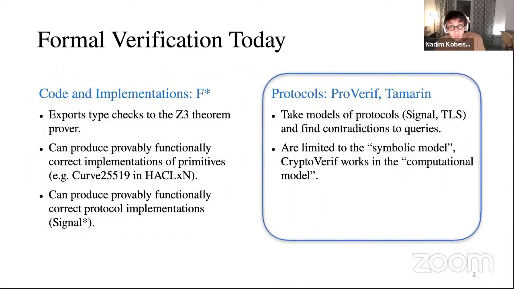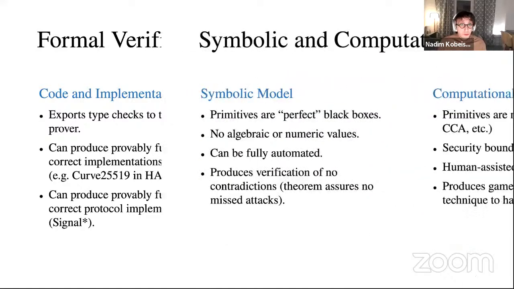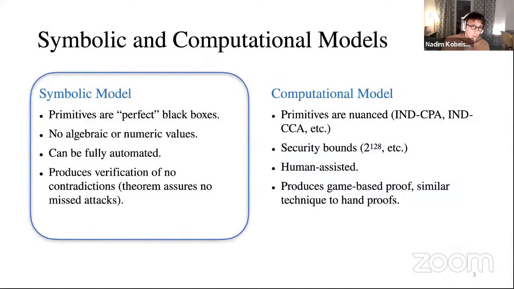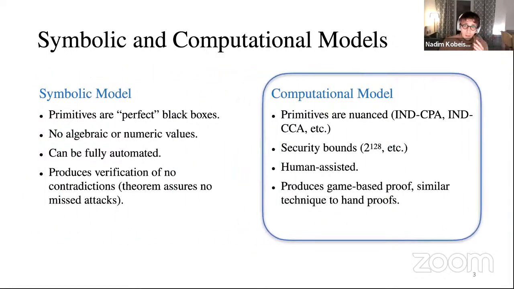And then if we look at modeling protocols, we have tools such as Proverif and Tamarin and Cryptoverif that take models of protocols and then try to find contradictions to queries, or in the case of Cryptoverif, produce full game-based proofs. Because Tamarin and Proverif work in something called the symbolic model, and then Cryptoverif works in the computational model, and the computational model is indeed more detailed, allows for the production of proofs that can stand by themselves, right? Whereas the symbolic model, the proof is usually on the way that the tool works, and the tool produces analysis results.